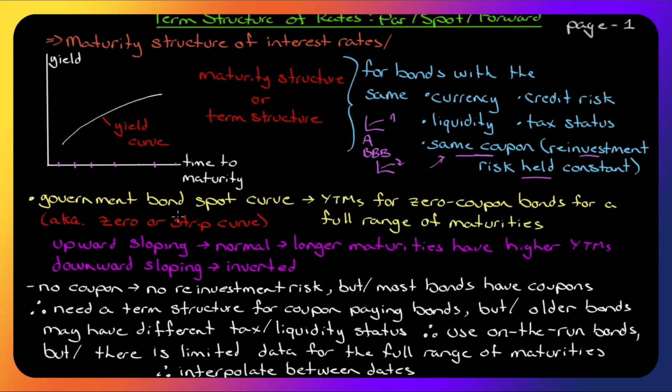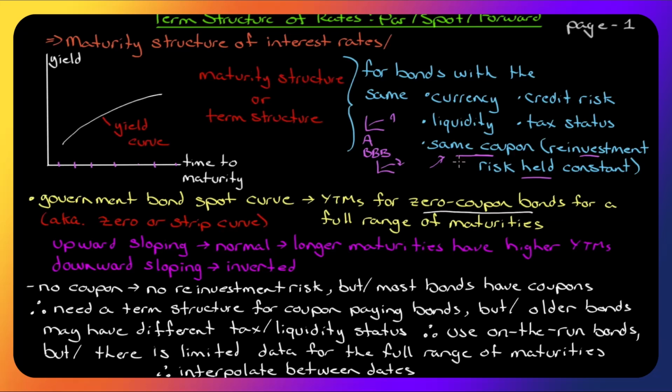All right, let's start with the government bond spot curve. These are yields to maturities for 0 coupon bonds for the full range of maturities. Now it's important, 0 coupon bonds. The government spot curve is for 0 coupon bonds, so it's also referred to as the zero curve or the strip curve. And if you're wondering, why is it called a strip curve? It's because we can create 0 coupon bonds by taking a coupon paying bond and stripping off the coupons and selling them as separate 0 coupon bonds. That's why it's called a strip curve or a zero curve.